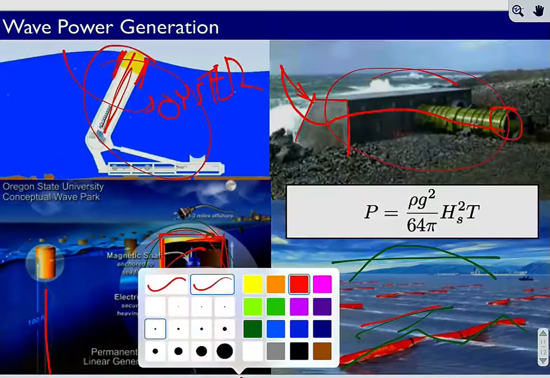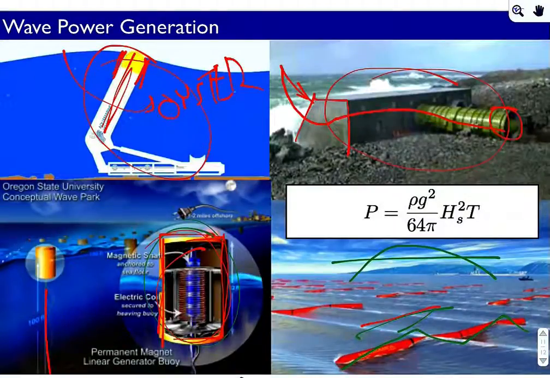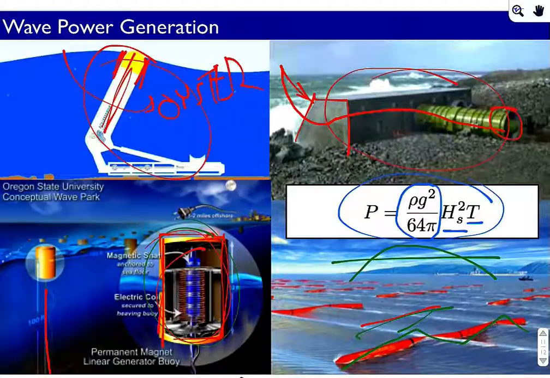Now, how much power is in the wave itself is given by this simple equation here. Significant wave height squared. So it goes as the wave height squared times the period times this constant factor out front, which is not much you can do to adjust. This is units of watts per meter.